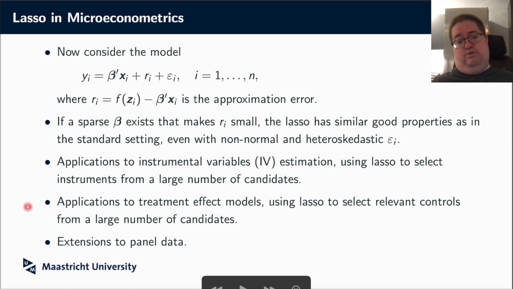What is in particular interesting about these applications is that they look not just at applying the lasso for estimation, but they will also look at inference. So we will be coming back to these models, particularly this treatment effect model. We will be coming back to that in the last part of the course, where we really focus on doing inference.